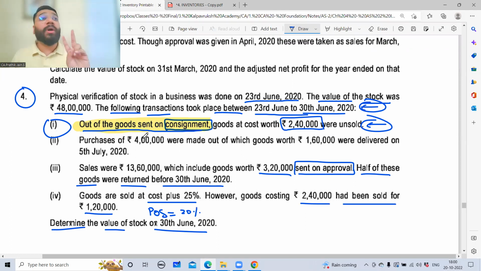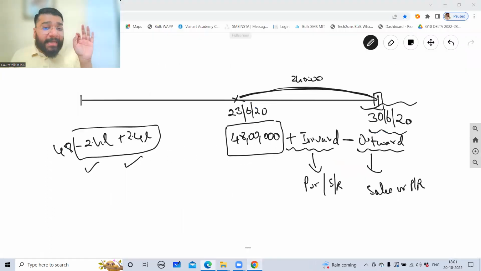Now, let's do the assumption ICAI has taken. ICAI is saying that these goods were sent on consignment long back. So on 23rd June, when I was taking the physical verification of the stock, these goods were not there in my godown. Am I right? So this 48 lakh does not include 2.4 lakh. When I was doing the physical verification on 23rd June, these goods were not in my inventory. These were already sent to the consignee. So inside 48 lakh, there is no 2.4 lakh.